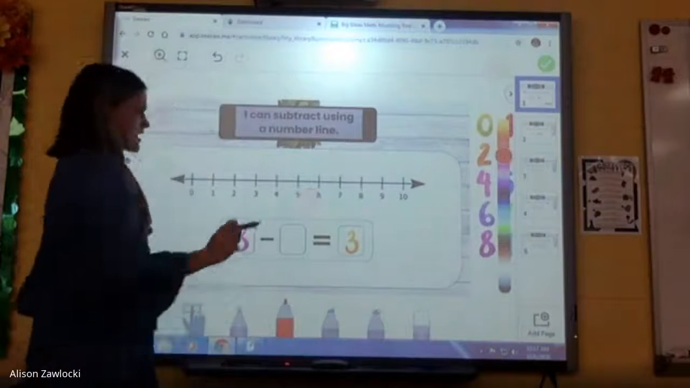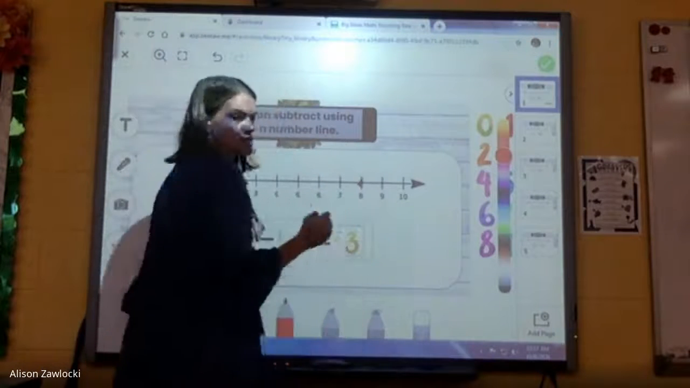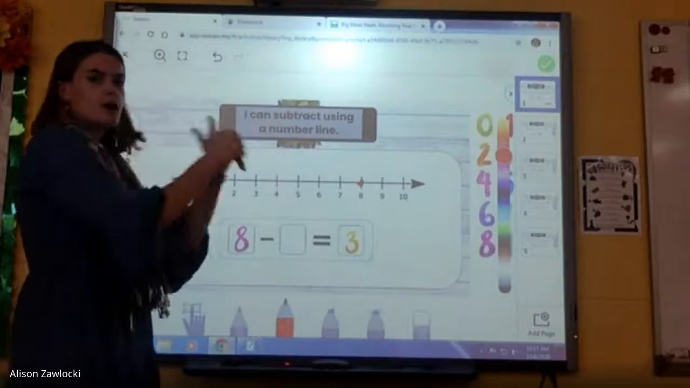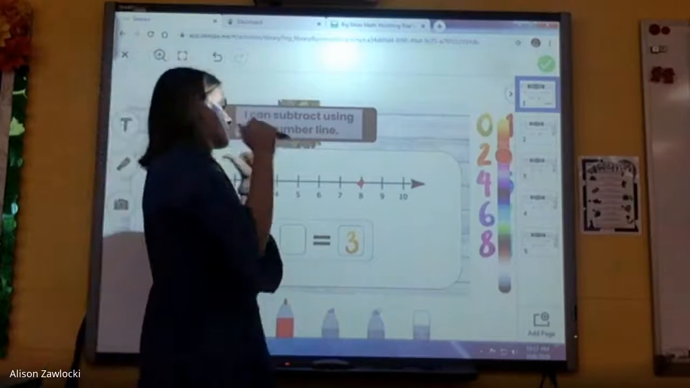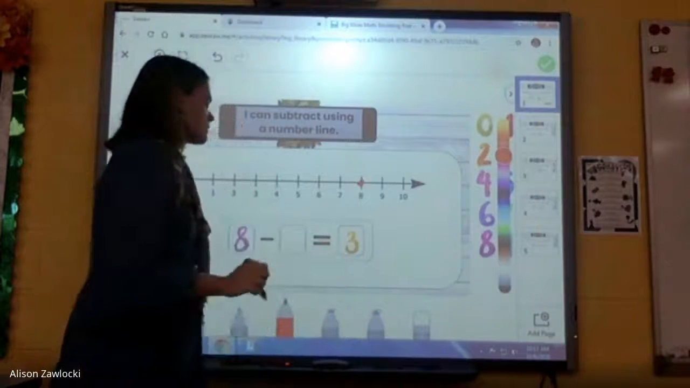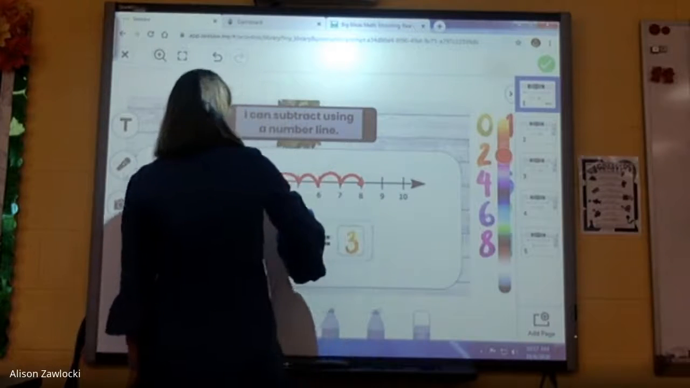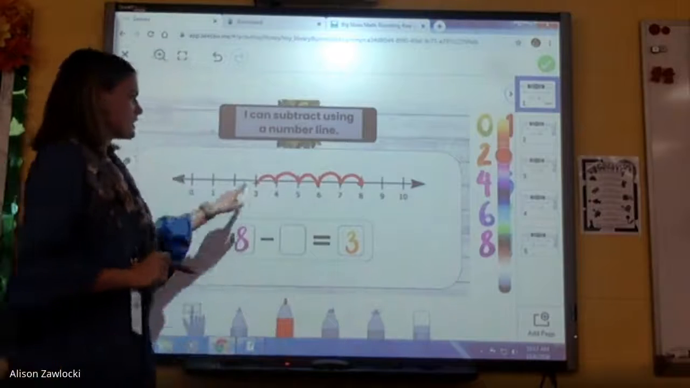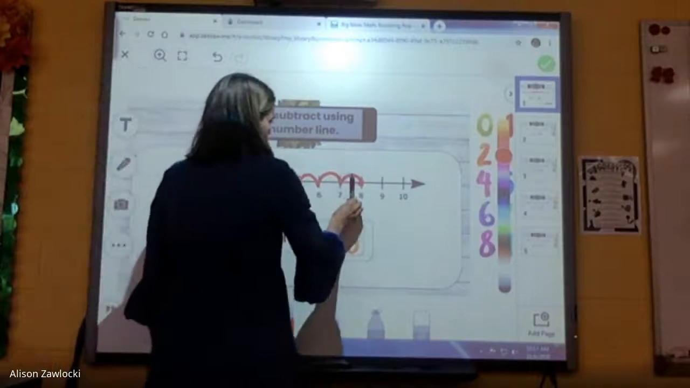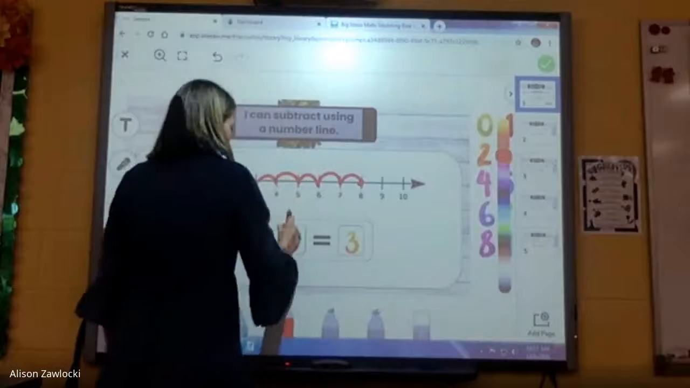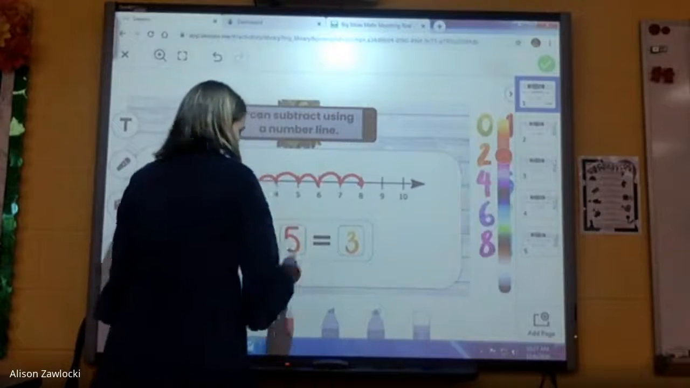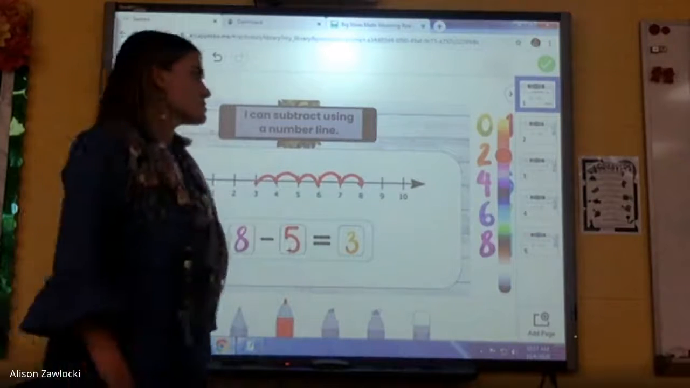So let's start at 8. And boys and girls, are we hopping this way or this way? We're hopping this way. That's right. We're subtracting, going backwards. And we're going to make hops until we get to 3. Okay, let's keep hopping, hopping, hopping. I got to 3. Stop right there. And let's go back and count how many hops we made. 1, 2, 3, 4, 5. We made 5 hops. 8 take away 5 equals 3.